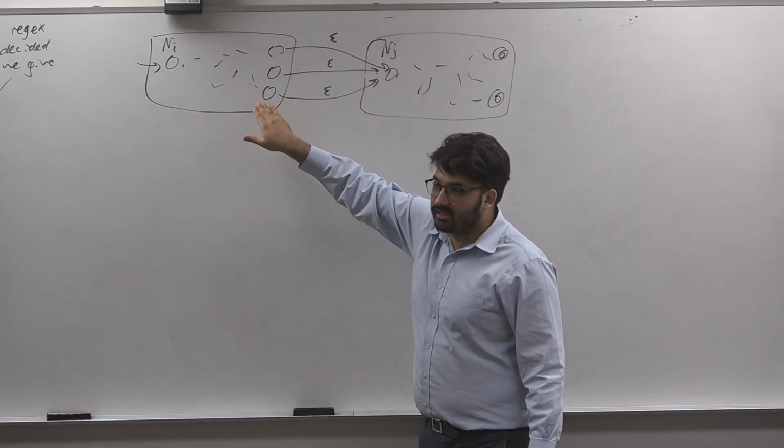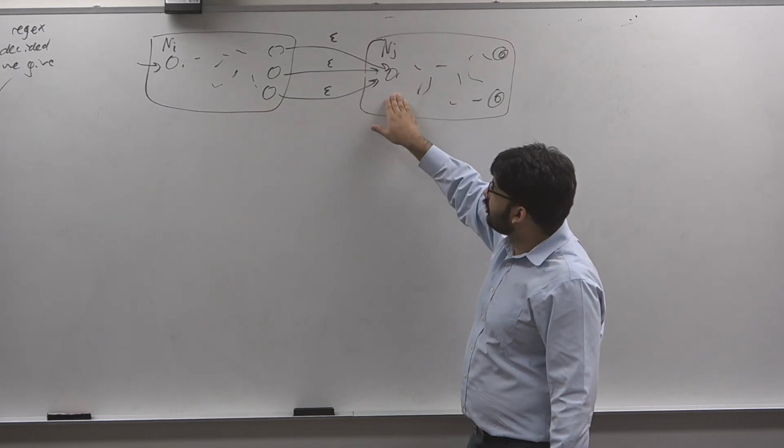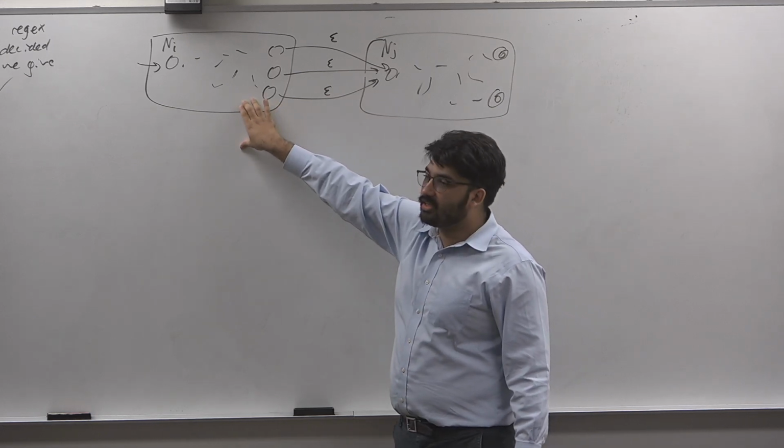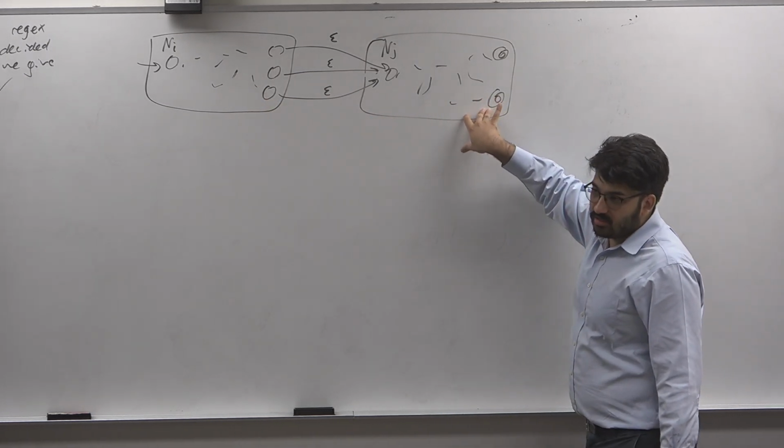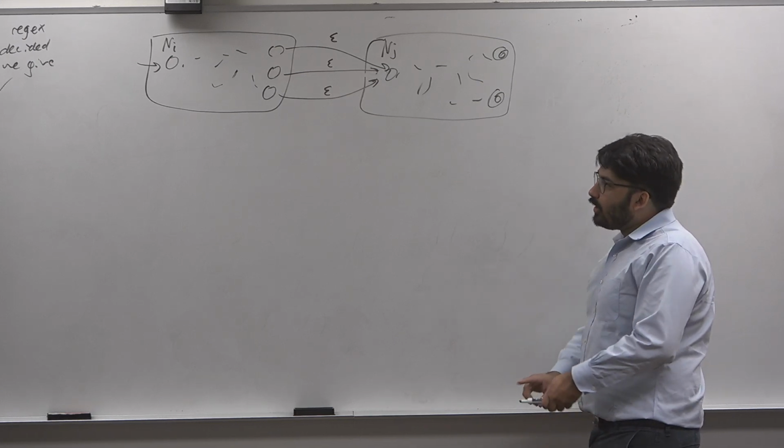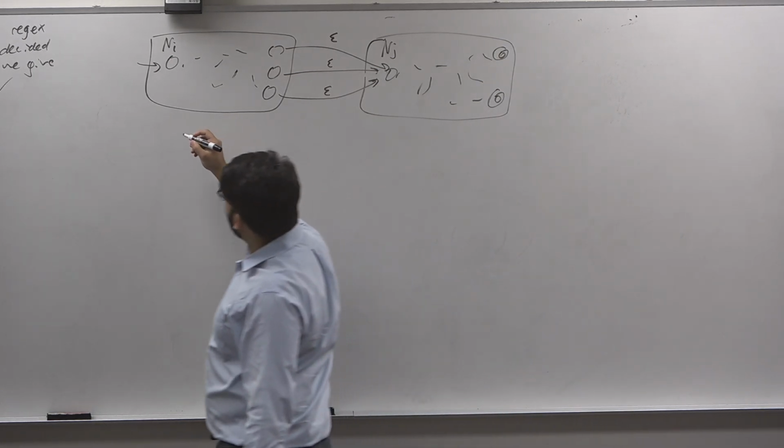Epsilon from the accepting states of Ni to the start state of Nj, remove these as the accepting states of Ni. Leave these as the accepting states. Why does this work? What is an accepted string of a language?